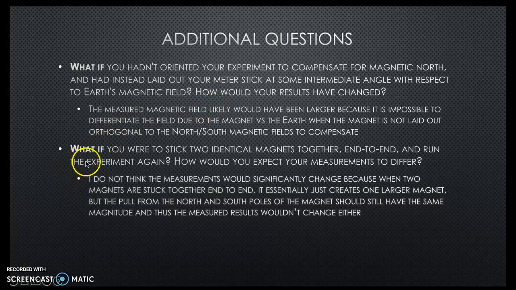Next question, what if you were to stick two identical magnets together end to end and run the experiment again? How would the measurements differ? I don't think that the measurements would significantly change because when you stick two magnets together end to end, it essentially just creates one larger magnet, but the poles of the magnets shouldn't change much, if at all, in magnitude, which means that the measured results also shouldn't change.